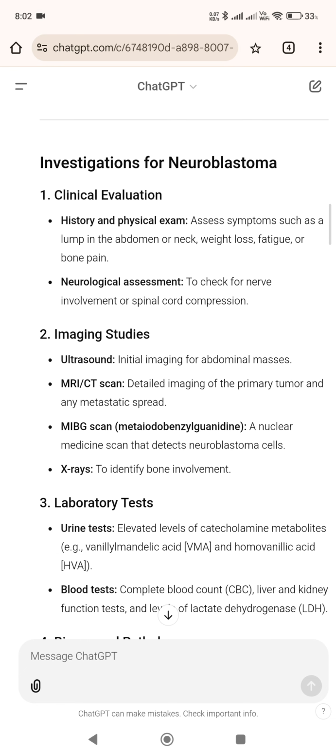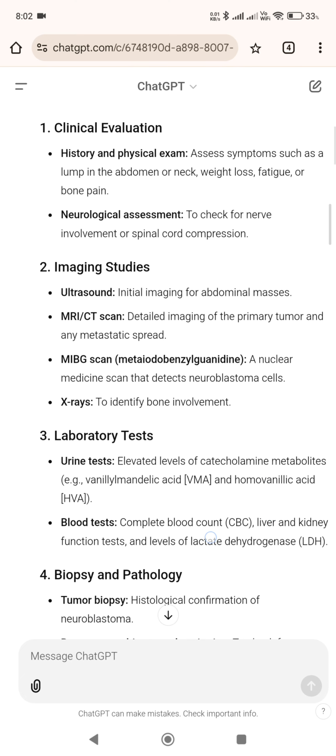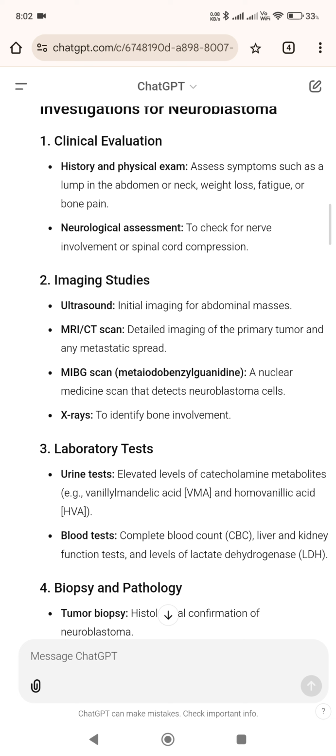Investigations for neuroblastoma. 1. Clinical evaluation. History and physical exam: assess symptoms such as a lump in the abdomen or neck, weight loss, fatigue, or bone pain. Neurological assessment to check for nerve involvement or spinal cord compression.